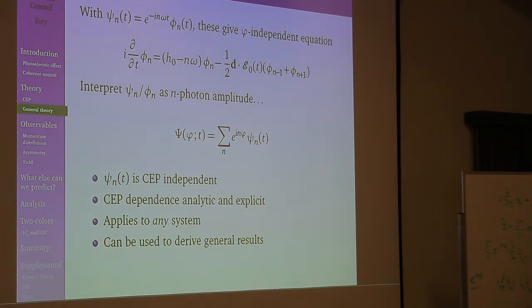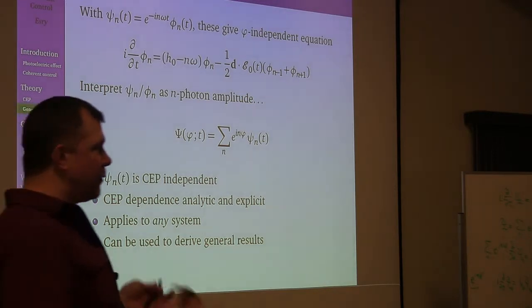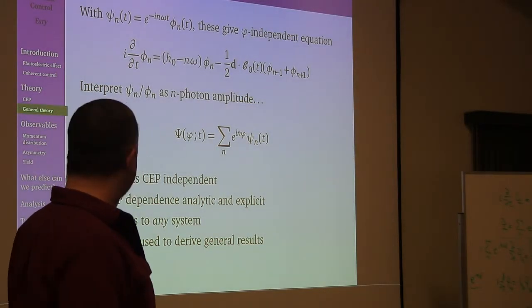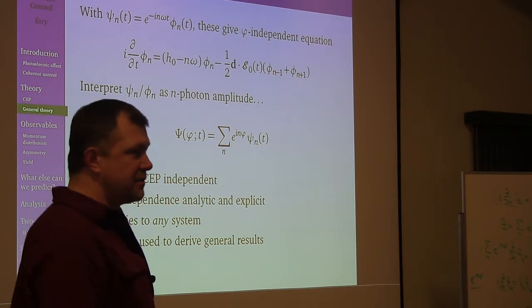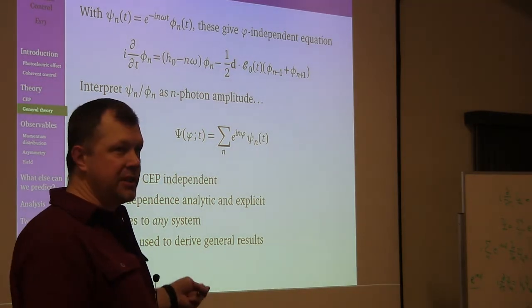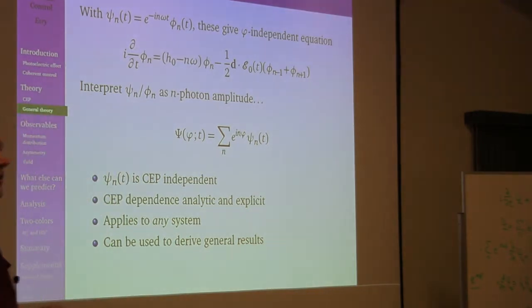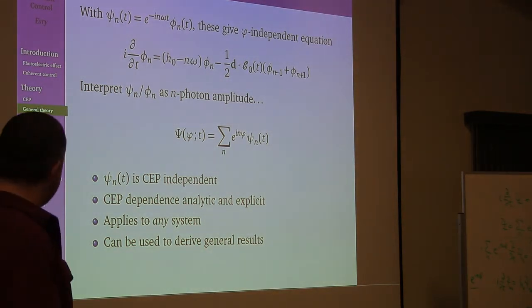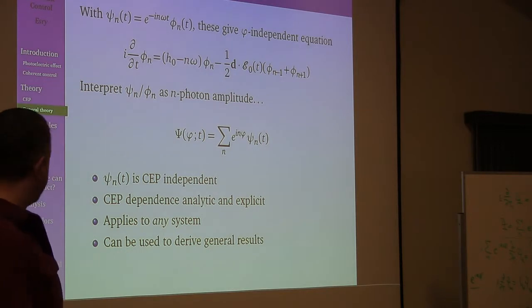But as you guys know, you've taken quantum mechanics. Once you have the wave function, you have everything, right? Well, if the C phase dependence is explicit, I have the wave function explicitly in terms of the C phase. That means I can derive all the C phase dependence I want, because I have the wave function. And that's what we'll do. We'll use this to derive general results to tell us about the C phase dependence.